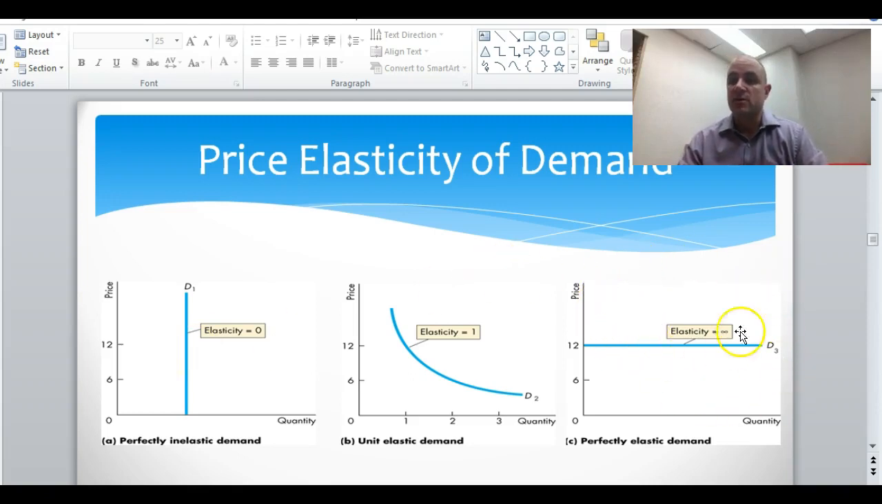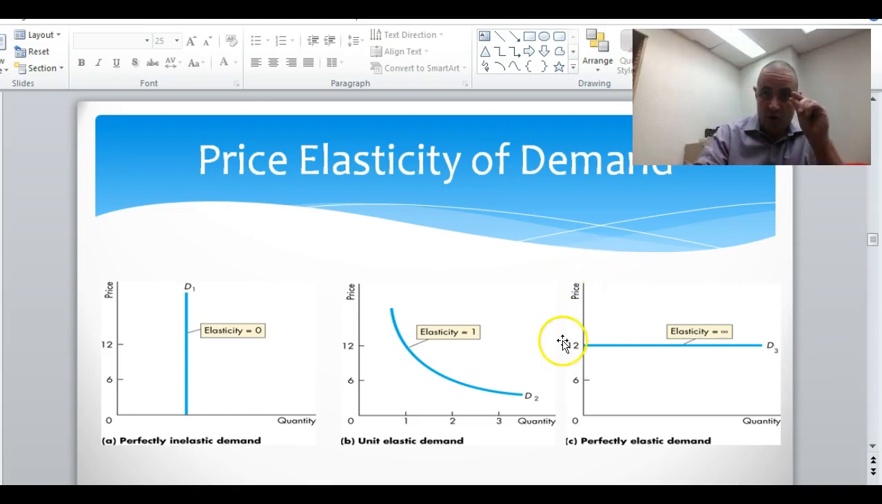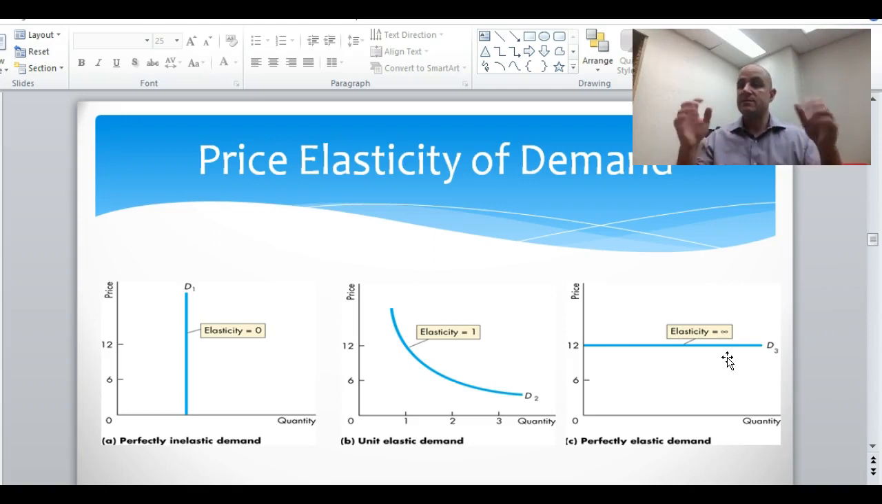Elastic demand, let's look at the third one here, is infinity, where you can have an infinitely small change in the price leading to an infinitely large change in the quantity demanded. If you think about that, a percentage change in quantity demanded that is very, very large over a percentage change in price that is very, very small gets towards infinity. And this is what a unit elastic demand looks like.